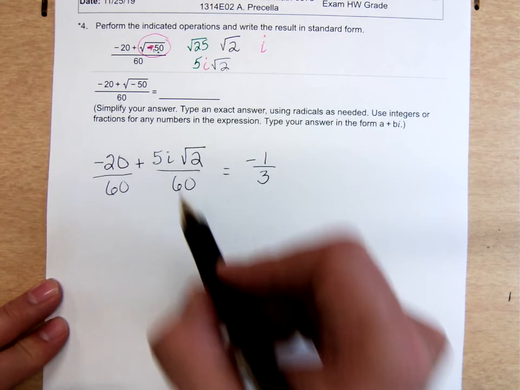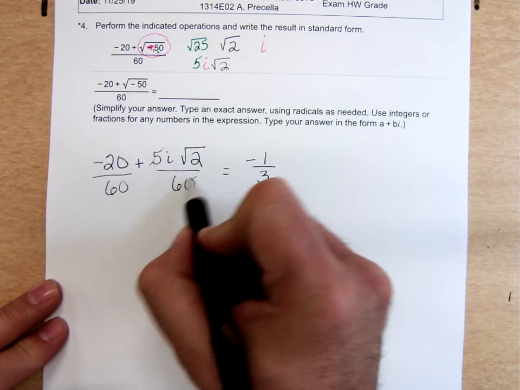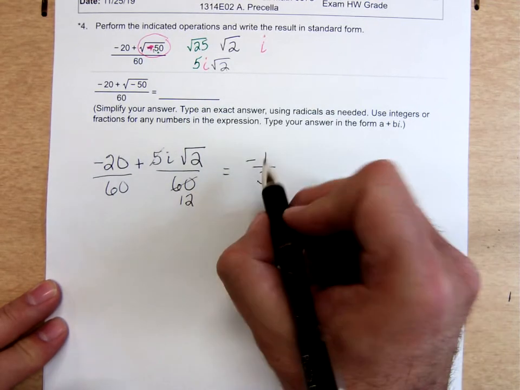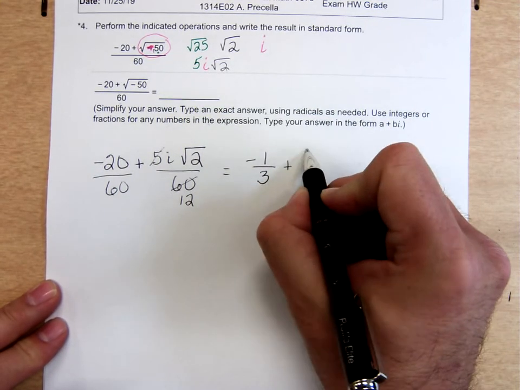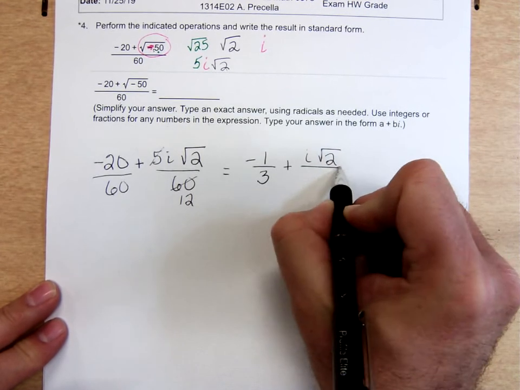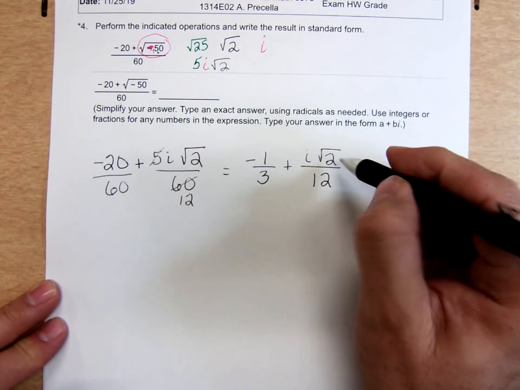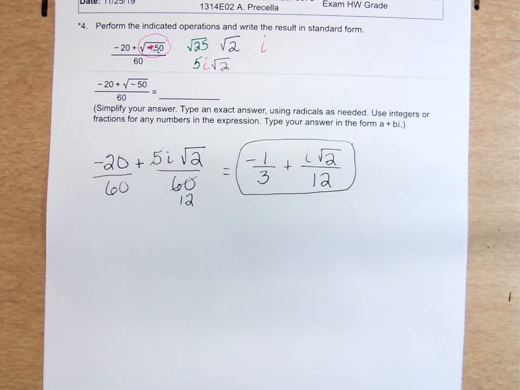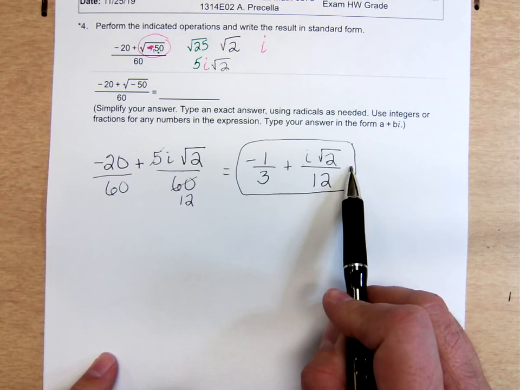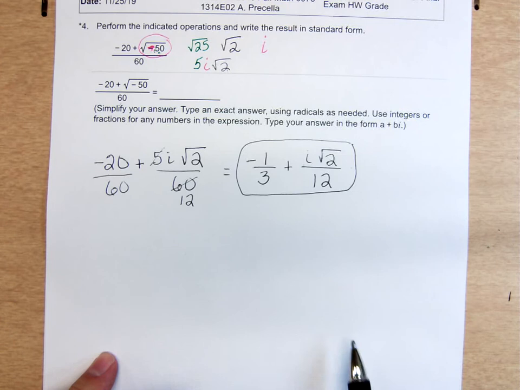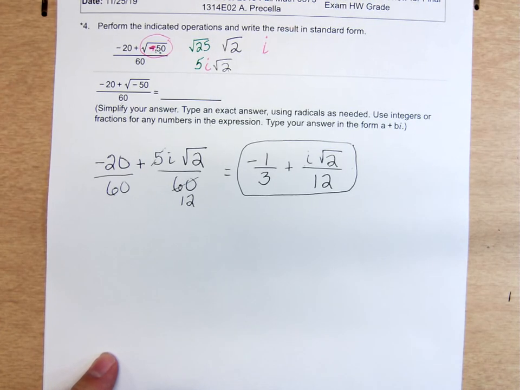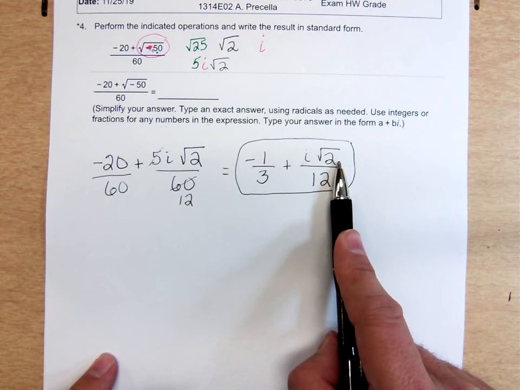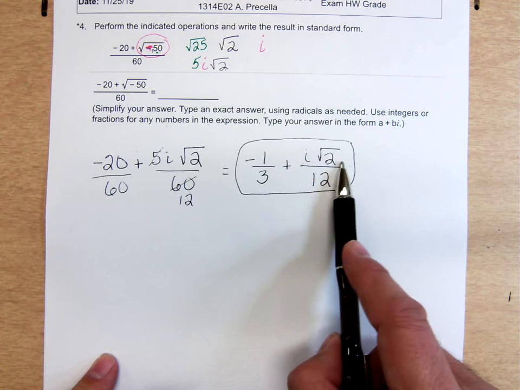Now, what about here? 5 goes into 60. Is that 12 times? So negative 1/3 plus i square root of 2 all over 12. I think that'd be probably the easiest way to type that in. If you want to put the i out to the side of the fraction or after the square root of 2, that's fine, as long as you don't put the i under that square root symbol. When you're typing this answer in, make sure you're not putting the i under the square root.